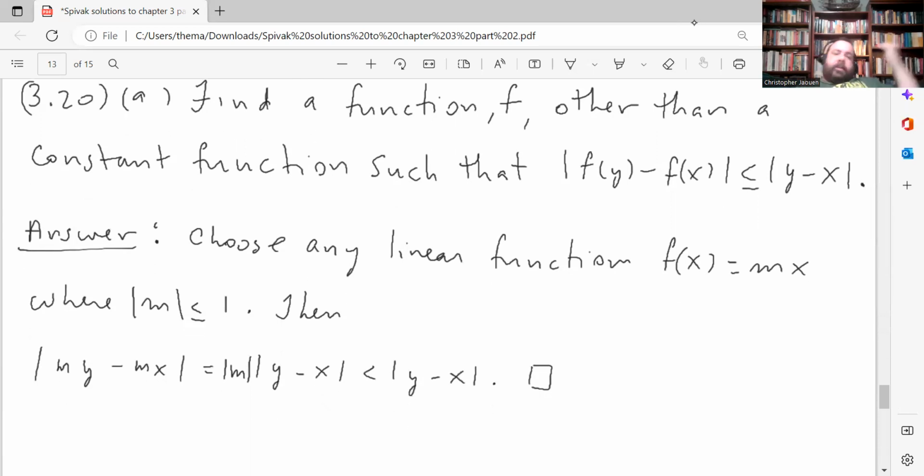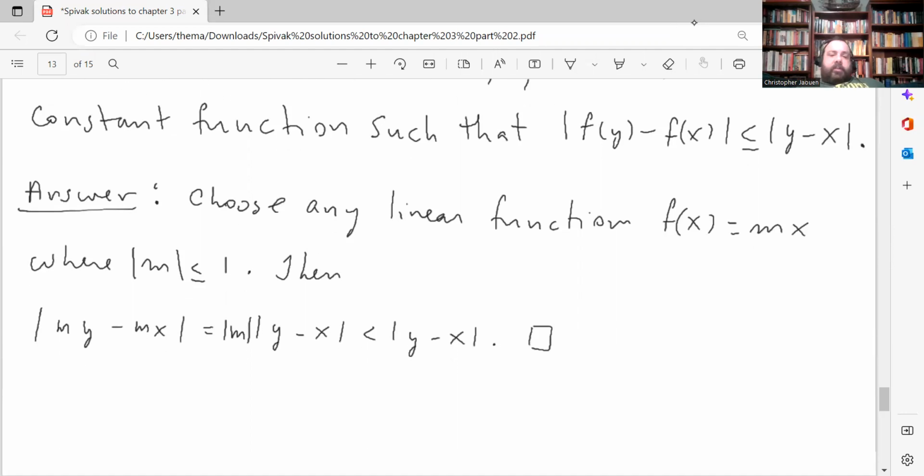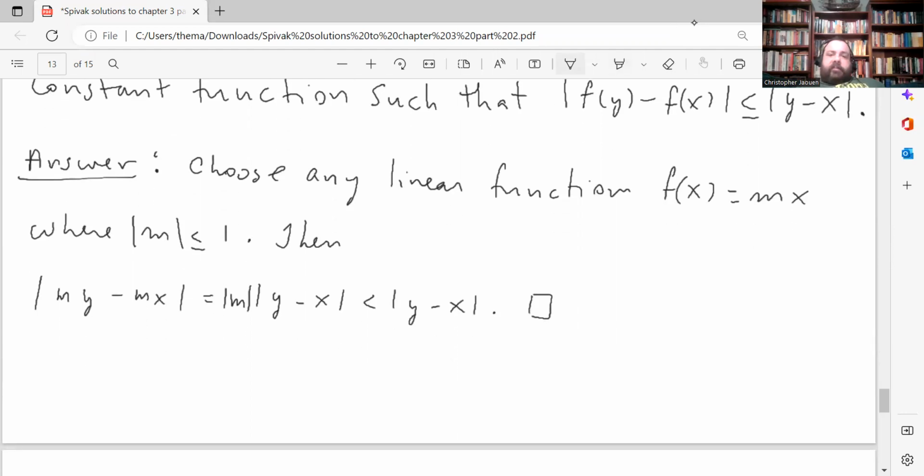Right, so actually you can choose any linear function that has a slope that is less than or equal to 1 in magnitude. Right, so if you do that and you take the difference of f of y and f of x and the absolute value, you can simplify that to this, and because the absolute value of m is less than or equal to 1, that's less than or equal to the absolute value of y minus x, and you're done. And so any linear function that has a slope of magnitude less than or equal to 1 works.